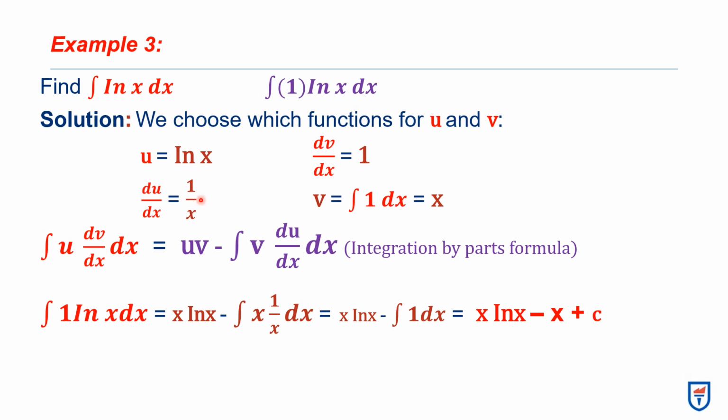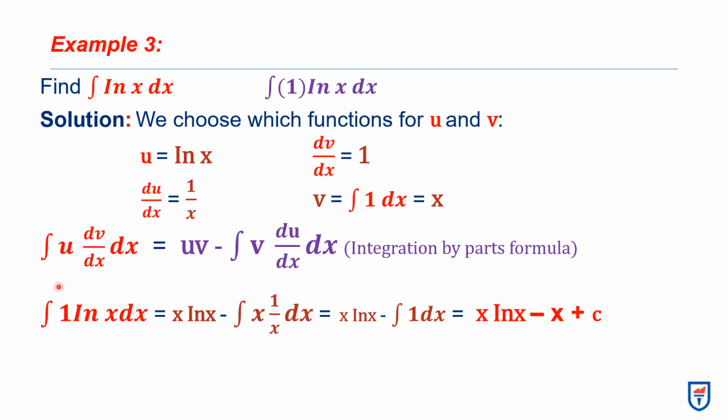When we differentiate ln x using the logarithm rules of differentiation, we know that the differentiation of ln x is 1 over x. So here we have u equal to ln x, our du/dx equal to 1 over x, and since we consider our dv/dx as 1, for us to get v, we need to integrate our dv/dx. The integration of 1 gives us a value of x. So now our v is equal to x. When you substitute these values into the integration by parts formula, the integration of u dv/dx is equal to uv minus the integration of v du/dx.